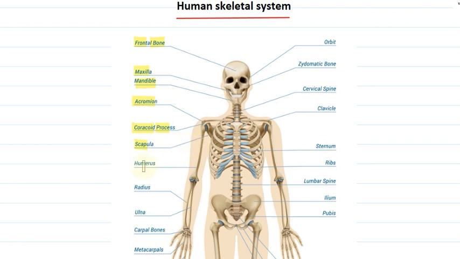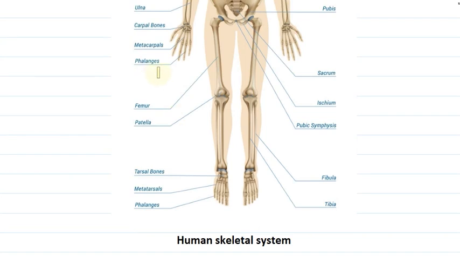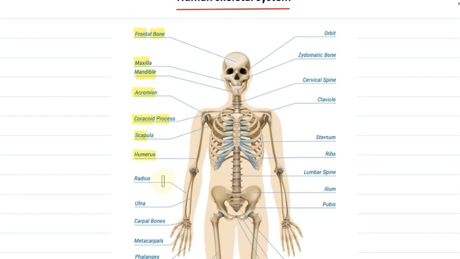Okay, then there is the humerus. There are the humerus, radius, ulna, carpals, metacarpals and phalanges. These are the bones of our hands. Let's study them one by one. First up is the humerus.